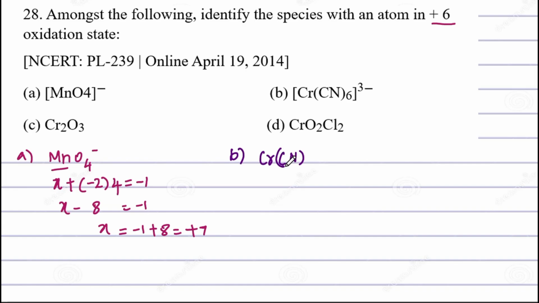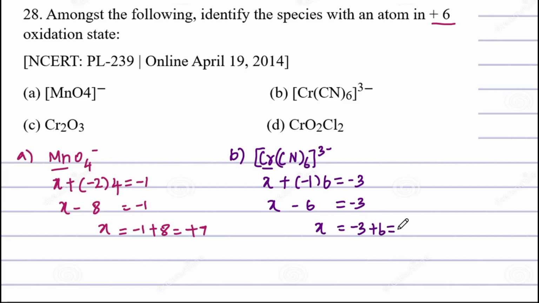Cr(CN)6 3-: X plus cyanide ion is having the charge -1 into 6 equal to the charge -3. X -6 equal to -3. X is equal to -3 plus 6, which is equal to +3. So option B is also not correct.